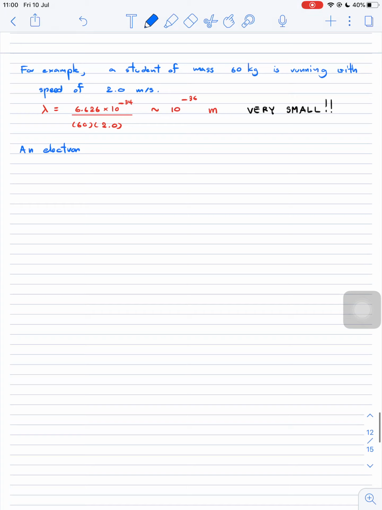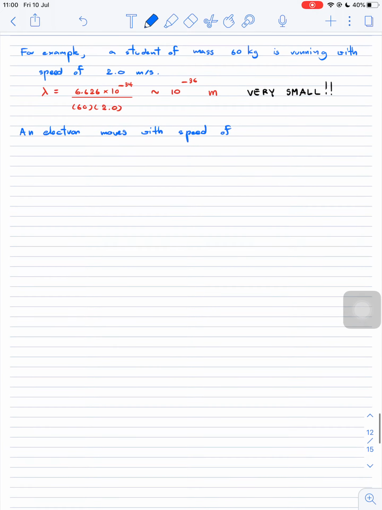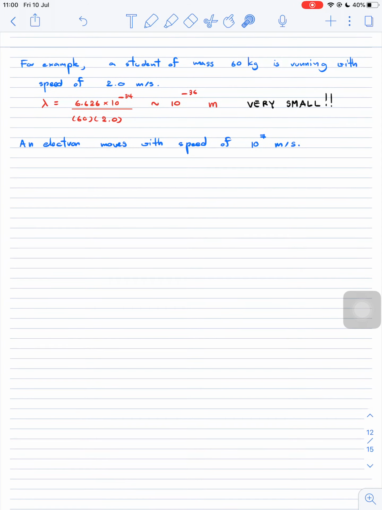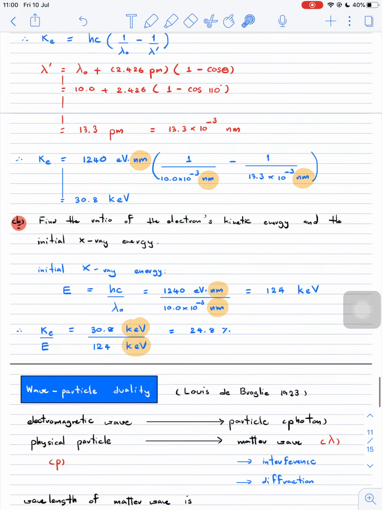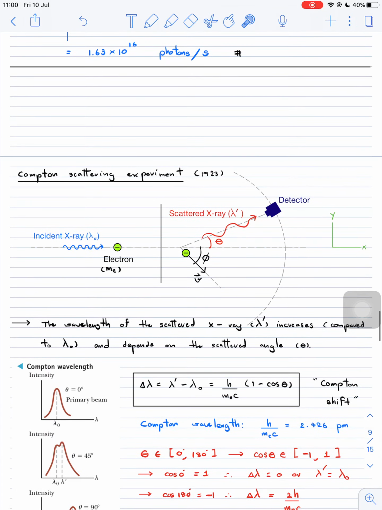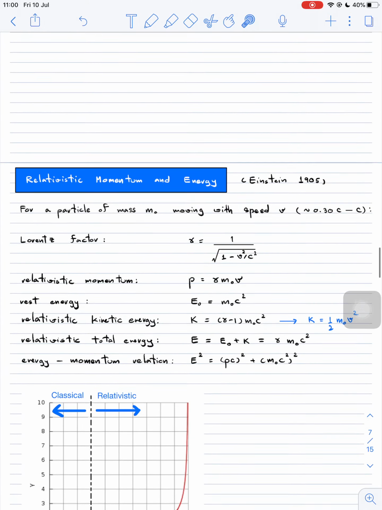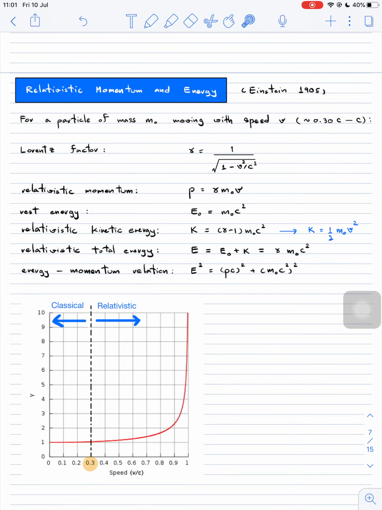Okay, let's say an electron moves with a speed of about 10 to the 7th meter per second. Is the speed large compared to the speed of light? Actually it's not, because to use the relativistic equation, the speed of the particle v must be from 0.3 times c.